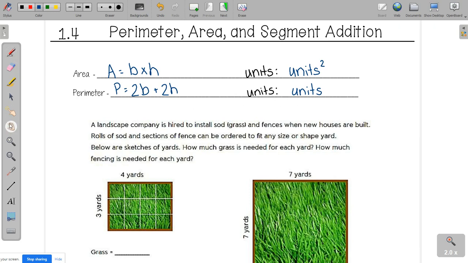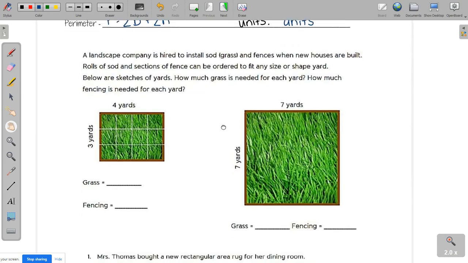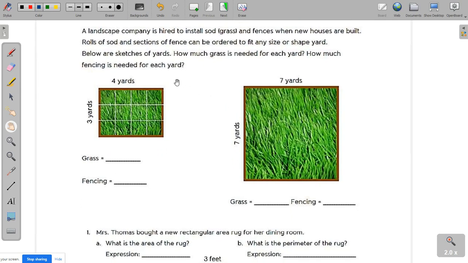So let's look at some examples. A landscaping company is hired to install sod and fences when new houses are built. Rolls of sod and sections of fences can be ordered to fit any size or shape yard. Below are sketches of yards. How much grass is needed for each yard? How much fencing is needed for each yard?